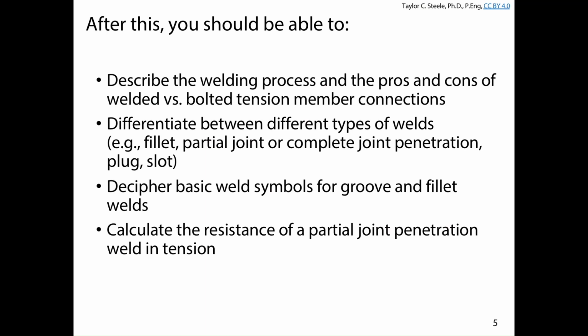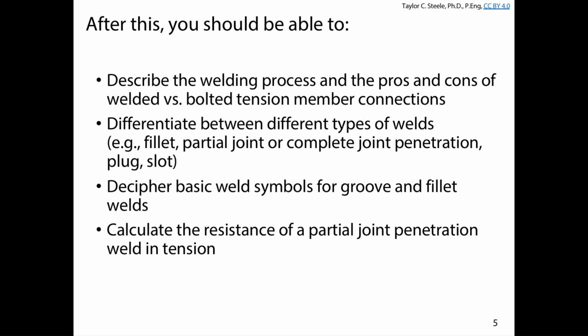You should be able to decipher basic weld symbols for groove and fillet welds, and ultimately today we'll look at calculating the resistance of a partial joint penetration weld in tension. Okay, so more high-level stuff, perhaps a little bit less technical in terms of calculations today. Does anyone have any questions about those four things and why they might be important before we get into the material this morning?